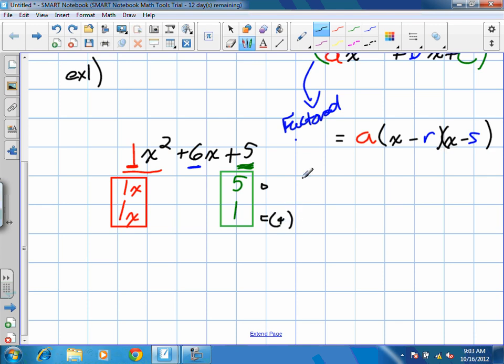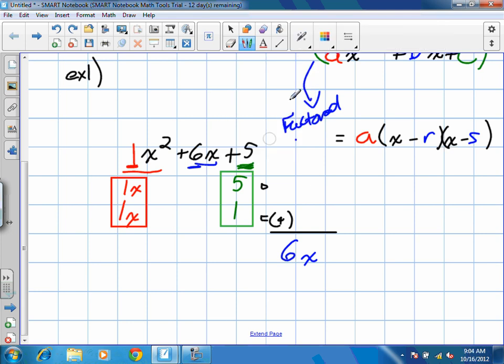And what essentially we're looking for is we're going to be looking for factors or products that are going to add up to our B term. What's our B term in this case? Yeah, not just 6, but we're going to say 6x. Okay? So we're looking for products that add to that.